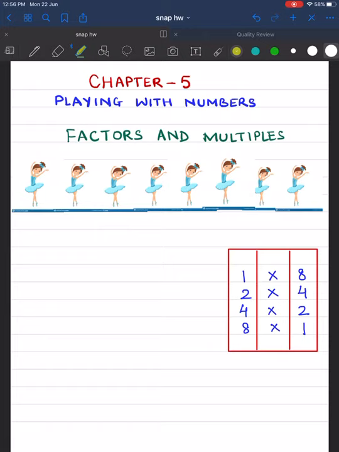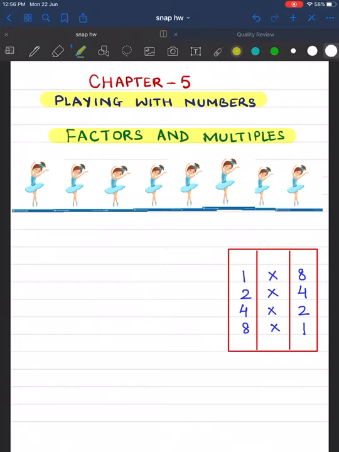Children, welcome back to mathematics class. Today we are going to start playing with numbers. Let's refresh our memory of factors and multiples. Factors and multiples is a useful skill in real life. Factoring is a way to divide something equally.